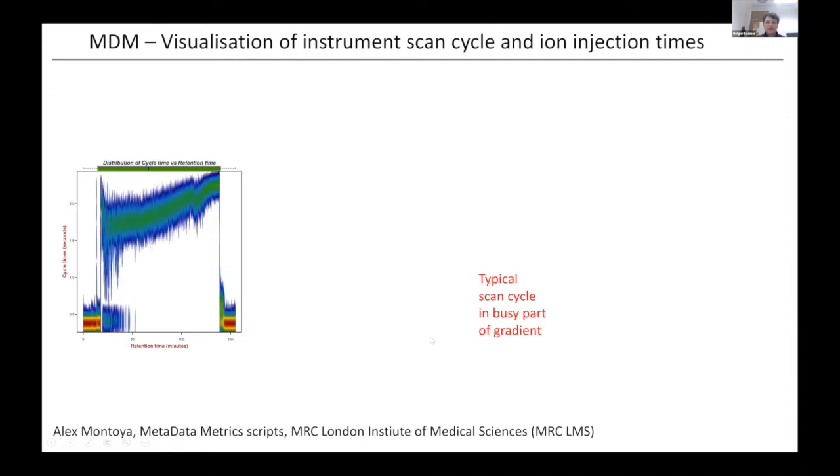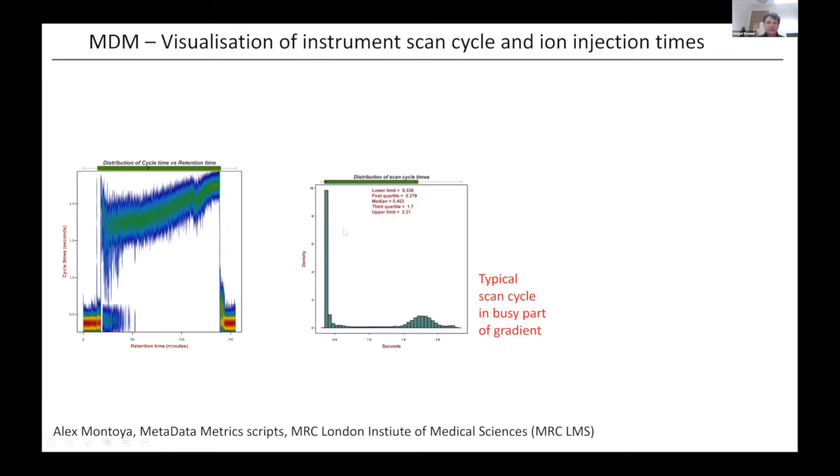That leads to the following. It means that the actual scan cycle of the instrument is inherently variable. It depends on the strength of the signal that comes from the chromatography column at a given retention time. This is shown here in data from a real data set that was visualized with an R script created by Alex Montoya at the MRC London Institute of Medical Sciences. What we see here is that in the busy part of the gradient, we tend to have longer scan cycle times, between 1.5 and 2 seconds.